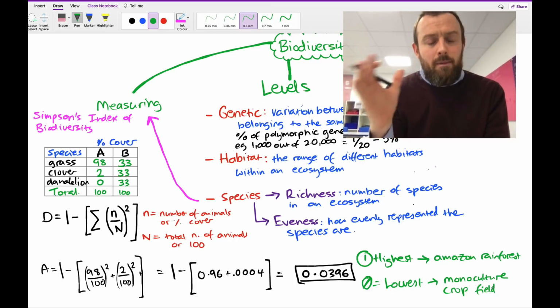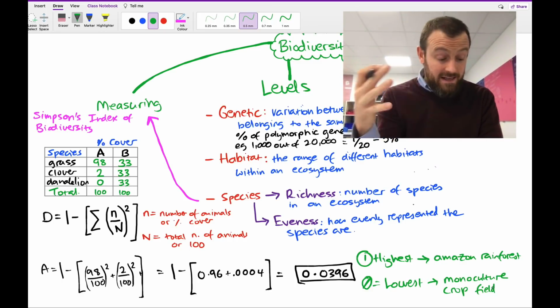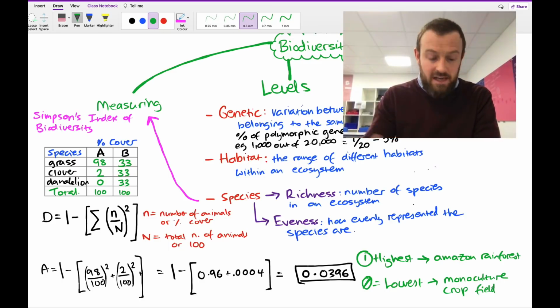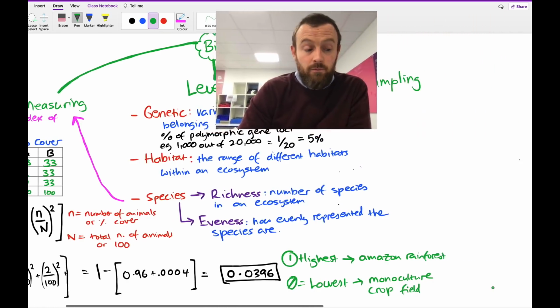So we talked a little bit about percentage cover, but we didn't really talk about how we get this percentage cover data. Well, we'd obviously have to do some sampling. So we're going to talk about sampling now. So we're going to move across, and here we go.